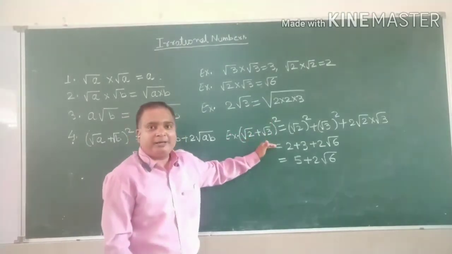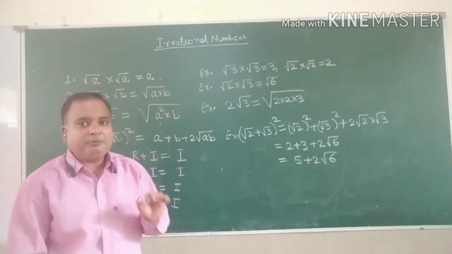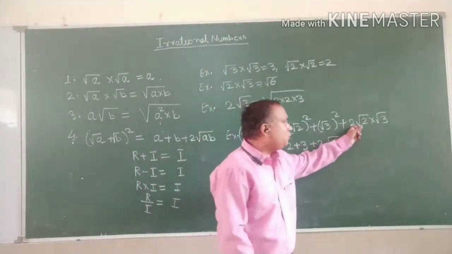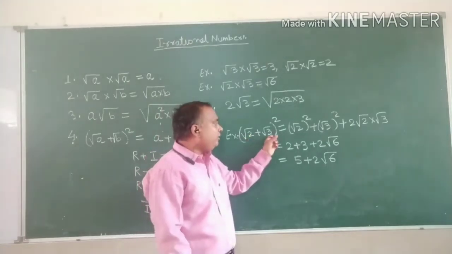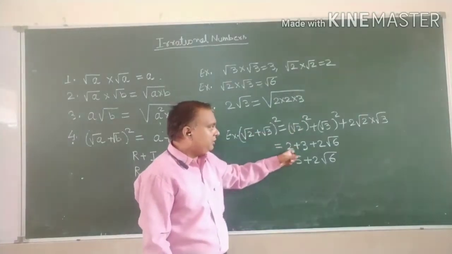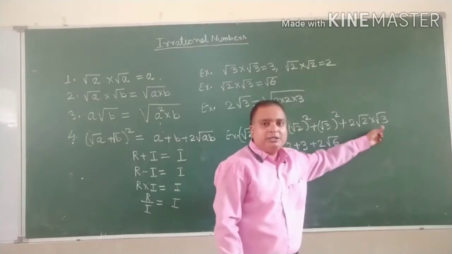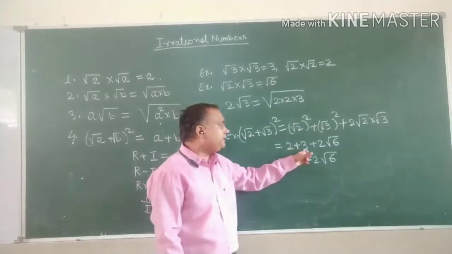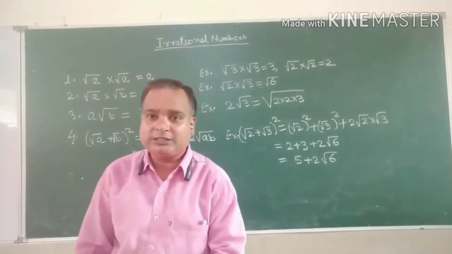So first we expand by the identity of (a + b)², that is a² + b² + 2ab, where the value of a is √2 and the value of b is √3. So we can write the square of √2 as 2, the square of √3 as 3. Now 2 into √3, so √2 into √3, we can write √6. So that is 2 + 3 + 2√6, or we can write 5 + 2√6.